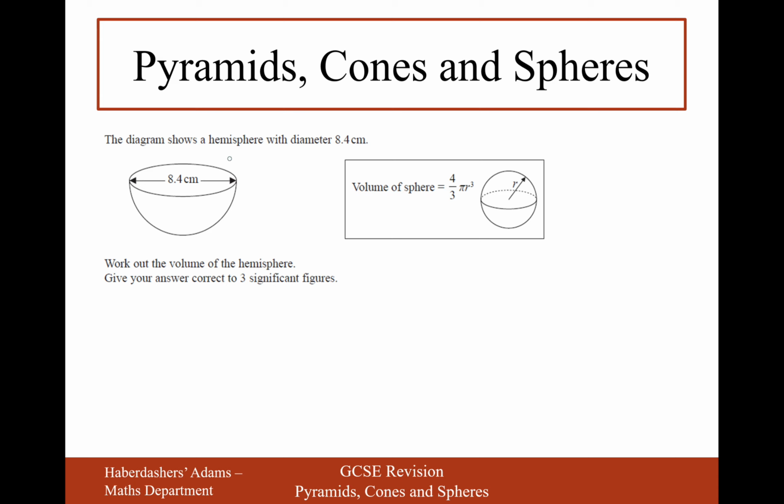Okay, so this diagram shows a hemisphere with a diameter 8.4 centimetres. Work out the volume of the hemisphere. So first of all, we need to work out the radius, and the radius is going to be 4.2 centimetres. It's always half the diameter.